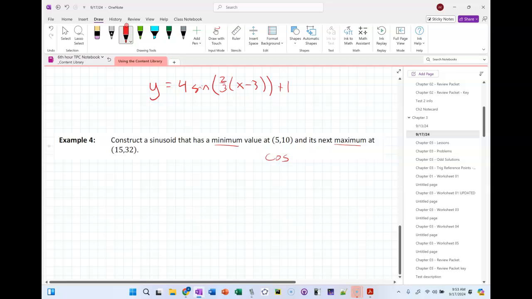If I have midline points or unspecified points, I'm going to choose to use sine. Everybody is okay with that? Okay. I want to show you now some justification for what I'm about to say. So I'm going to go back and look at this previous example.